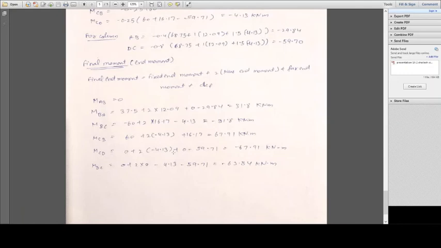Now after repeating this 7 times, calculating the story moment, rotation moment and displacement moment, we have to calculate the final end moments. The formula for final end moment is equal to fixed end moment plus 2 into near end moment plus far end moment plus displacement factor.